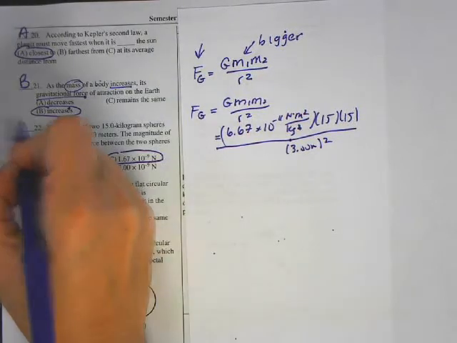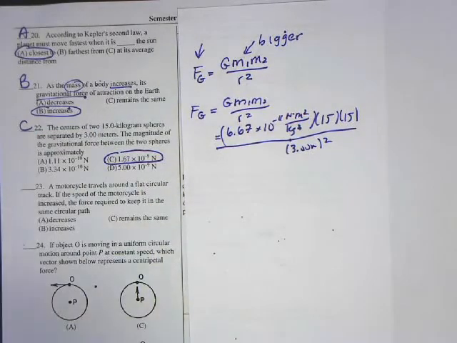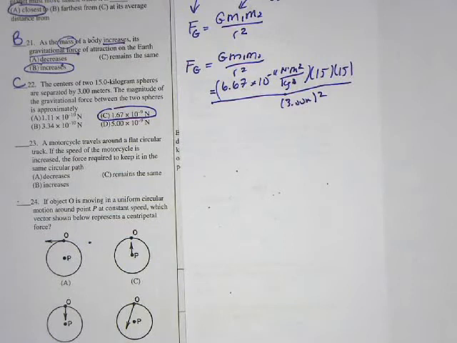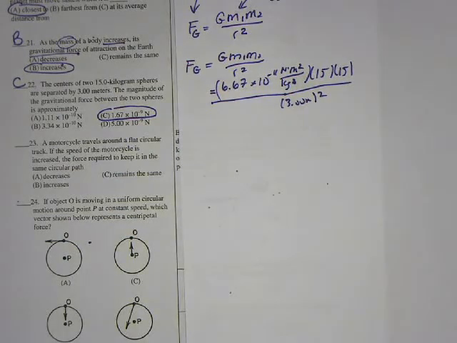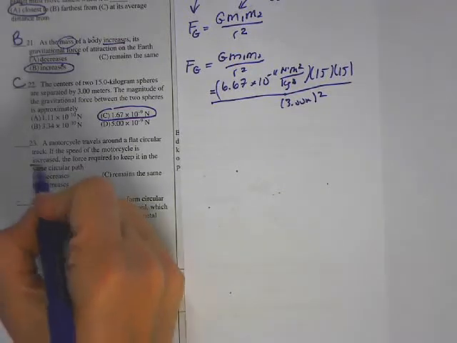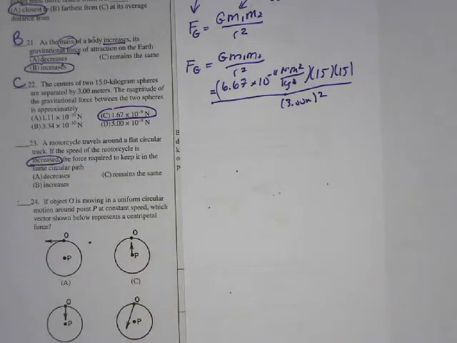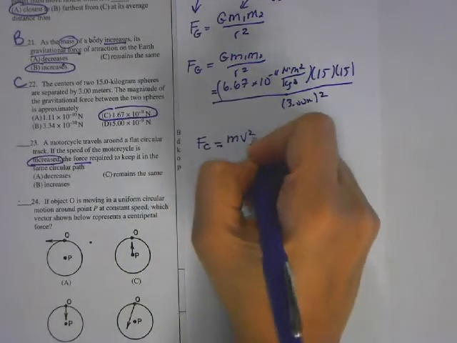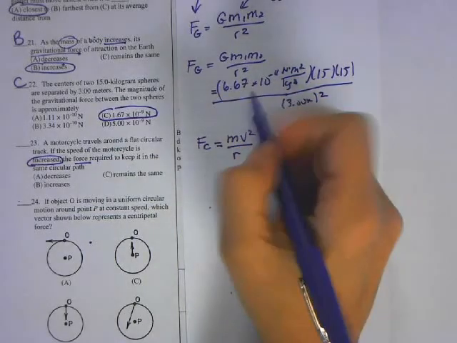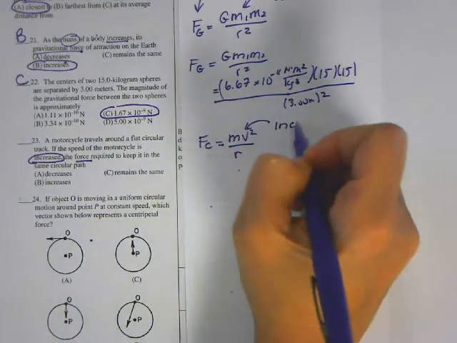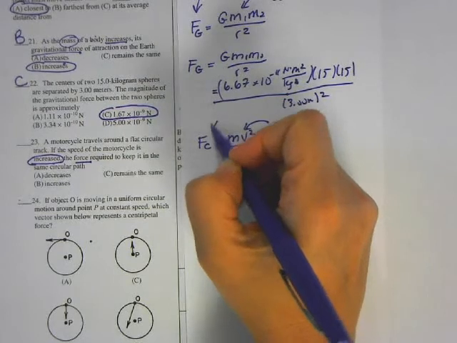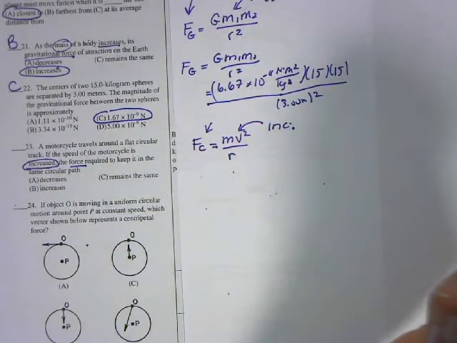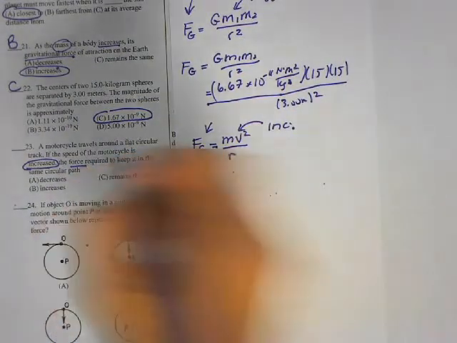Number 23. A motorcycle travels around a flat circular track. If the speed of the motorcycle increased, the force required to keep it in the same circular track. So F of C is equal to mv squared over r. So if v increases, what happens to this? It's also going to increase, right? So as this gets bigger, this gets bigger. So that's going to increase, B.